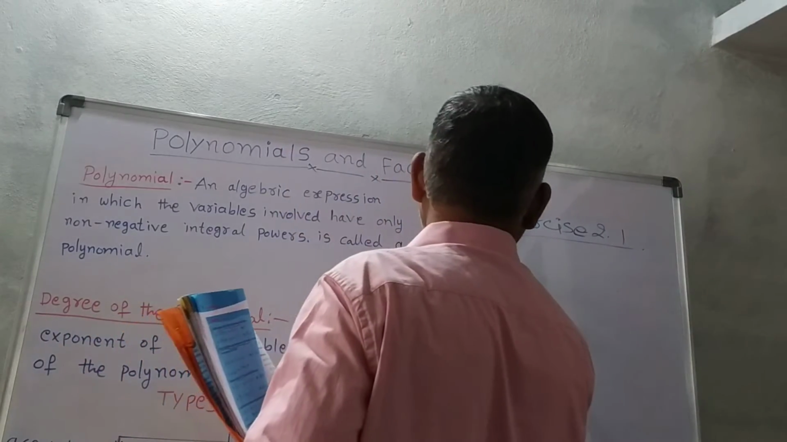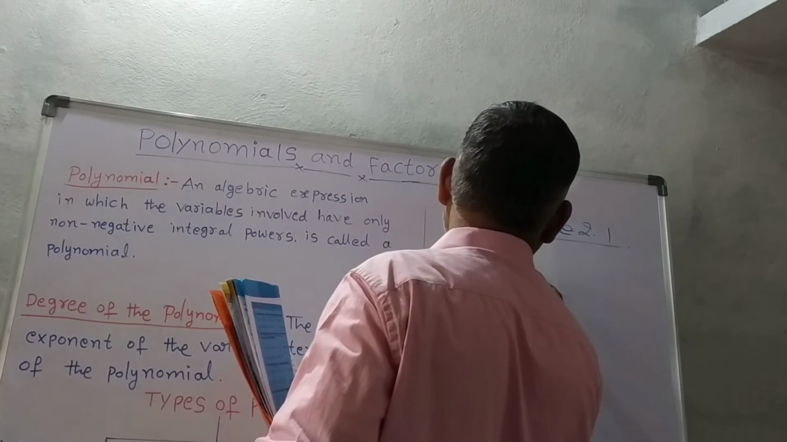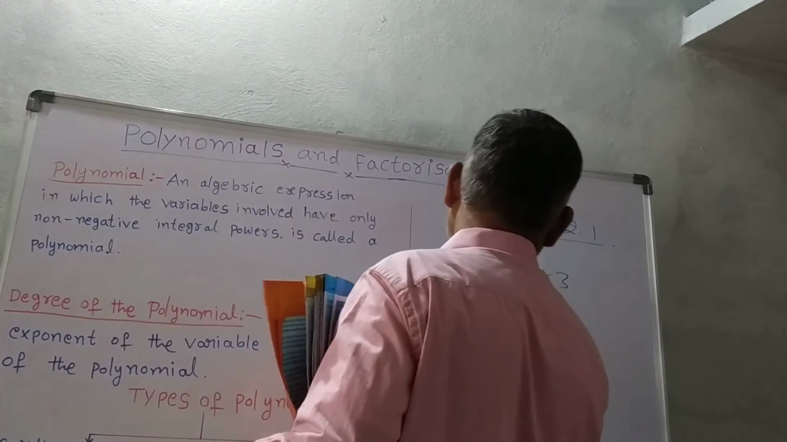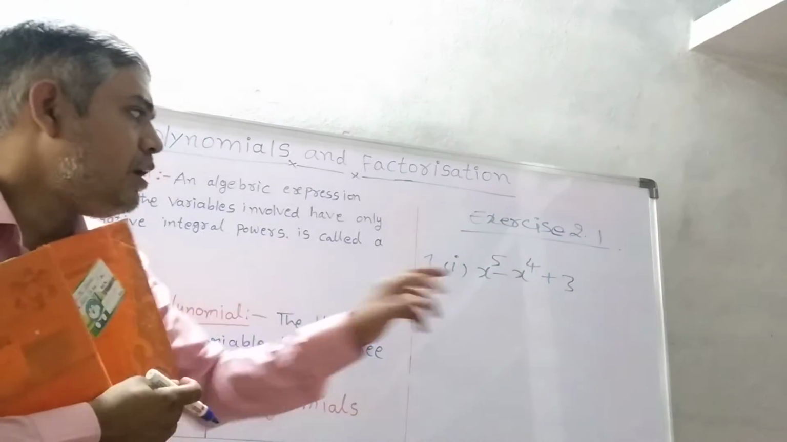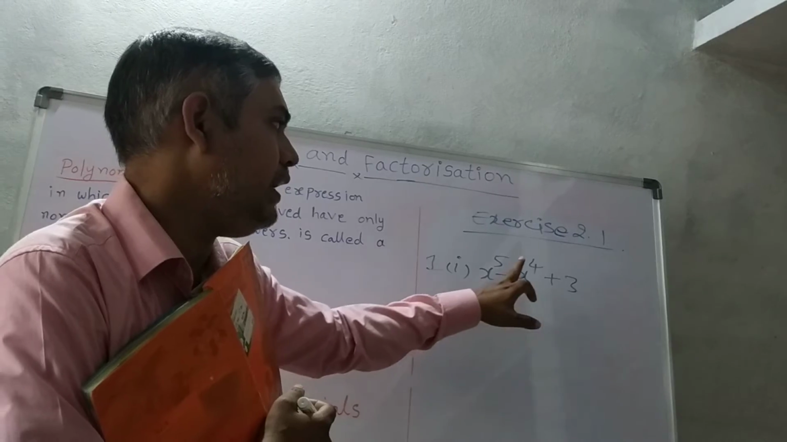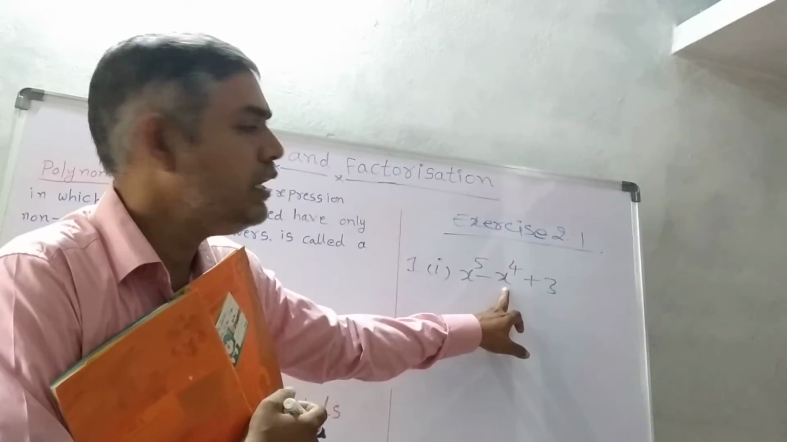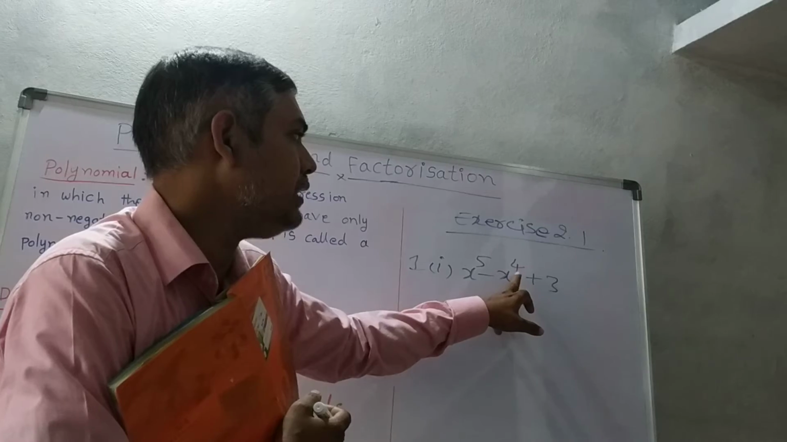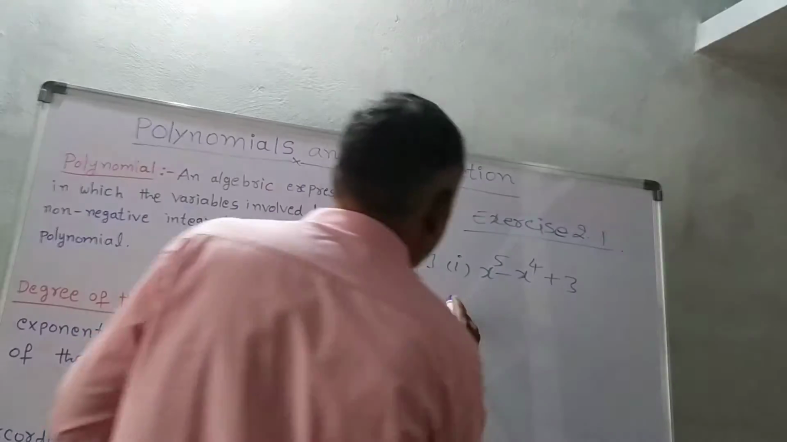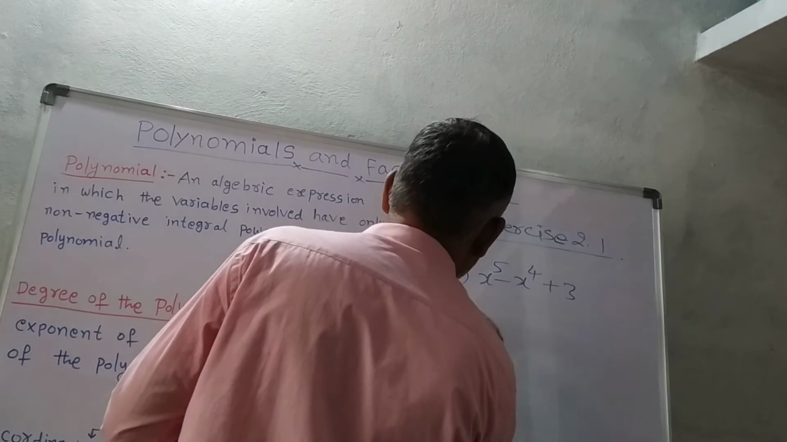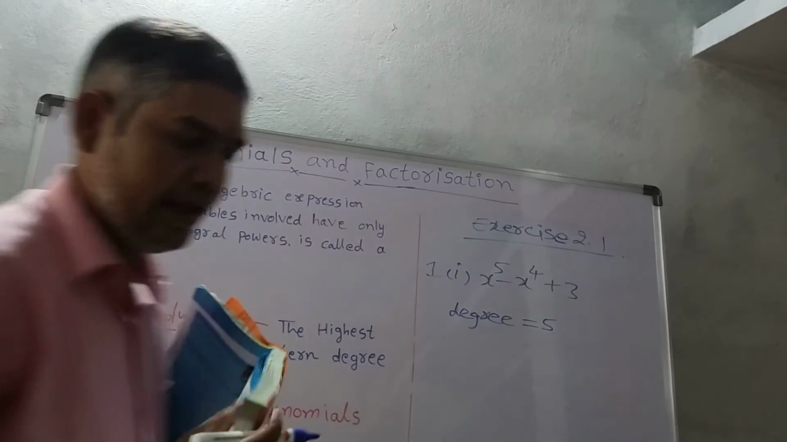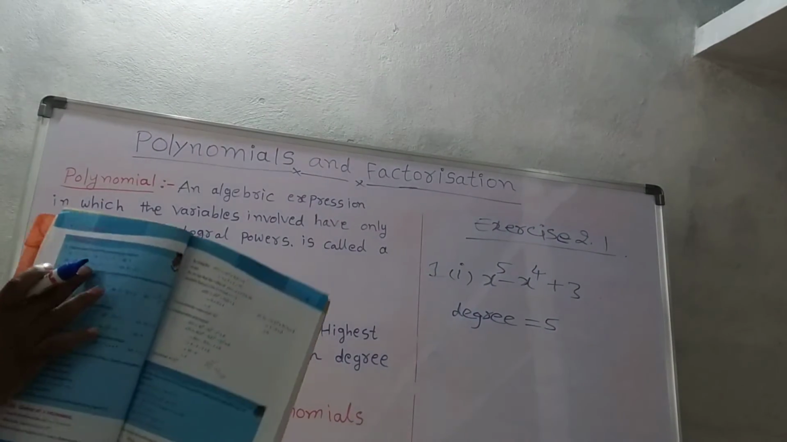First one is x power 5 minus x power 4 plus 3. In this polynomial, there are 2 variable terms. First one is x power 5 and second one is x power 4. In these 2 terms, the highest exponent is 5. That's why the degree of the polynomial is 5.